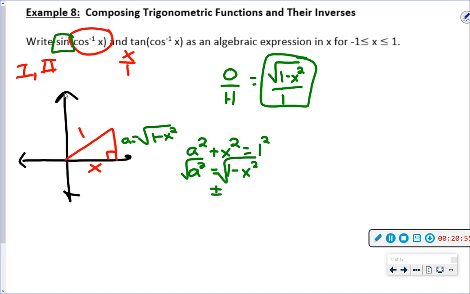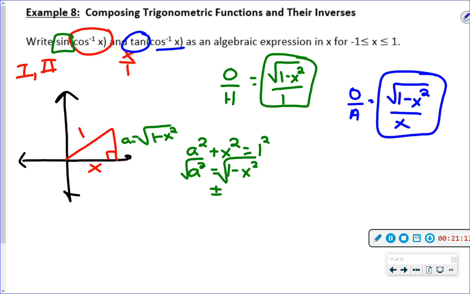But I've got the picture. We already drew the picture. I want the sides for tangent. All right, little tangent, big whoop. Opposite over adjacent. I'm all over it. Opposite is the crazy square root. Adjacent, x. There's my second answer.